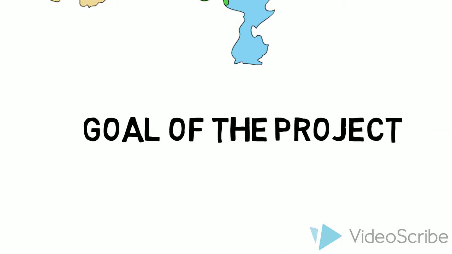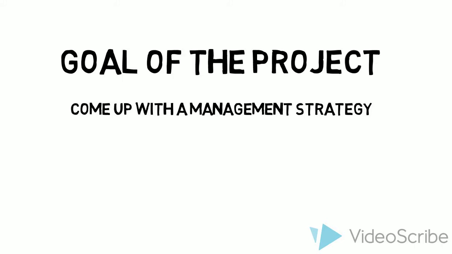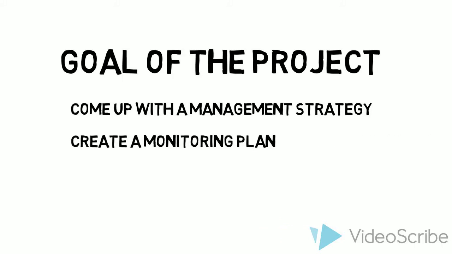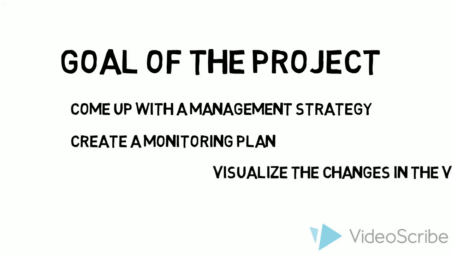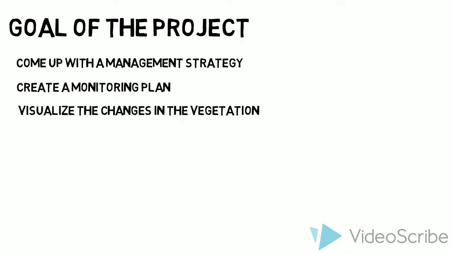The purposes of the project are to come up with a management strategy so the drift sand area keeps its openness, to create a monitoring plan to monitor the nitrogen deposition and its effects on ecological succession, and to visualize the changes in vegetation with a classification map.